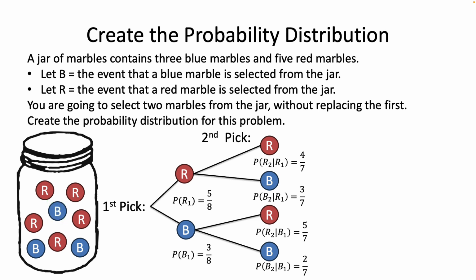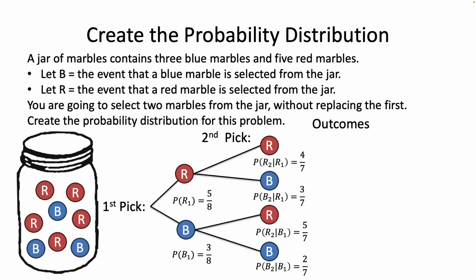Now this tree is not the probability distribution, but it's going to help us create the probability distribution. A probability distribution is when we list all of the possible outcomes for an experiment and their corresponding probabilities. What we need to do is list all possible outcomes for selecting 2 marbles from this jar.